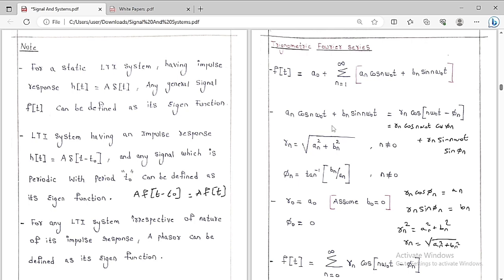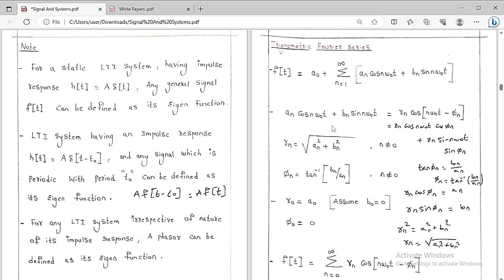Then I will divide the second equation by the first equation. Then what I am going to get: sin phi n by cos phi n, Rn cancels, and sin phi n by cos phi n is nothing but tan phi n. So tan phi n is equal to Bn by An. And what is phi n? Phi n is equal to tan inverse of Bn by An. So this is what I am trying to tell you.